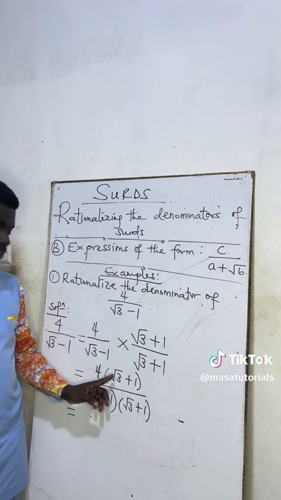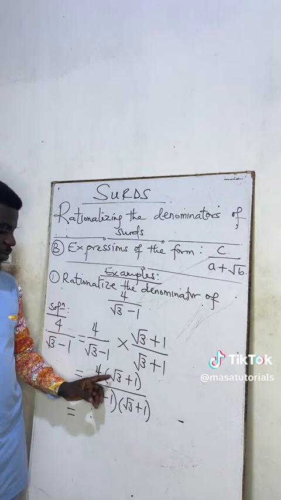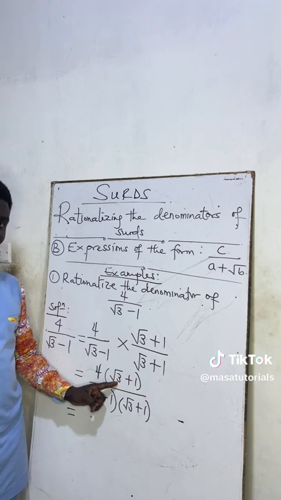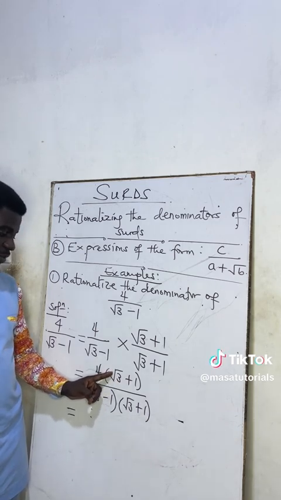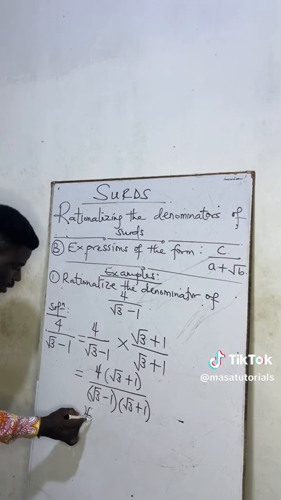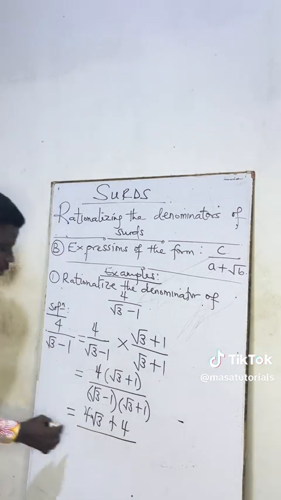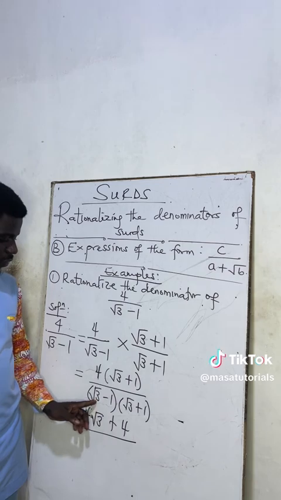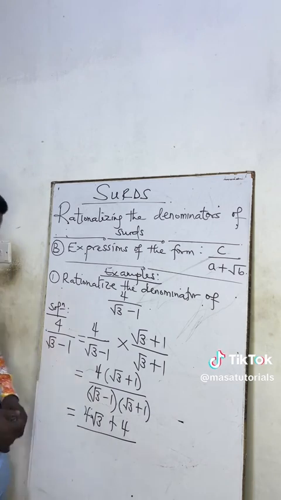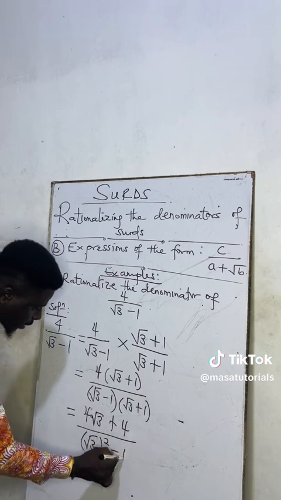4 will multiply square root of 3 and 4 will multiply 1. Don't forget, if 4 is multiplying square root of 3, it is multiplying the coefficient of square root of 3, not the 3 inside the square root. So 4 times 1, which is 4, then we write our square root of 3 plus 4 times 1 is 4, all over square root of 3 minus 1 times square root of 3 plus 1. That's difference of two squares, so we apply it: square root of 3 all squared minus 1 squared.